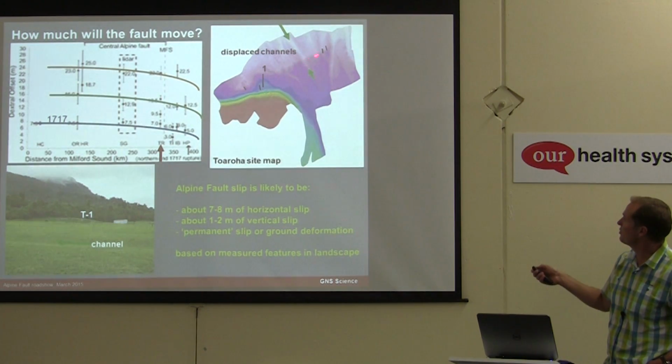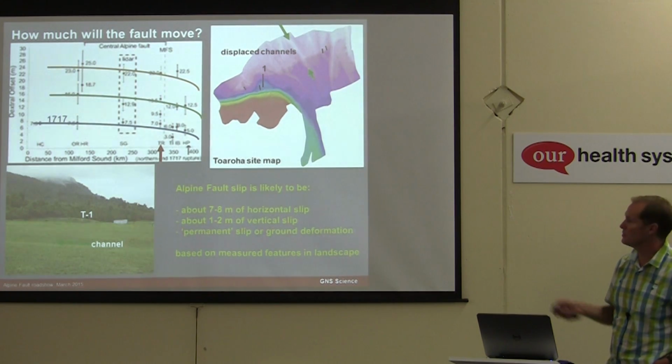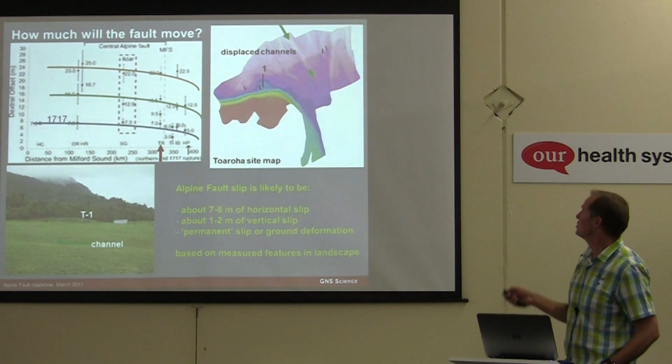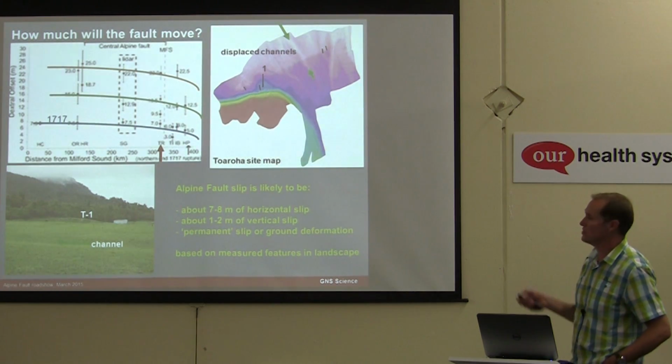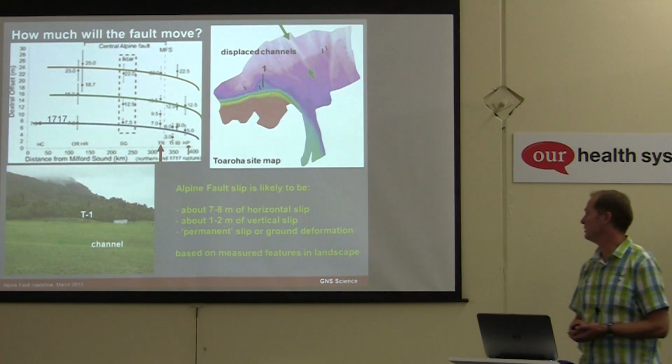This is a trace of the Alpine Fault. There's a second trace here. This channel comes up. It steps about 7 metres to the right, and it steps about another 1 to 2 metres across the second trace. There's also a vertical component of motion which we can see because our eye picks out the actual line in the landscape. So there's actually 1 to 2 metres of vertical movement across the Alpine Fault as well.